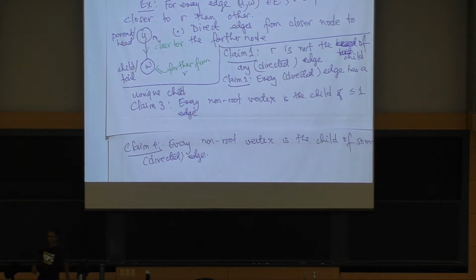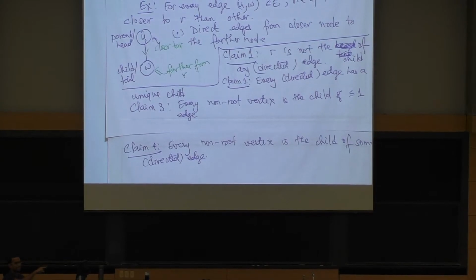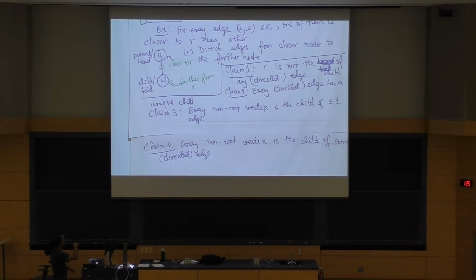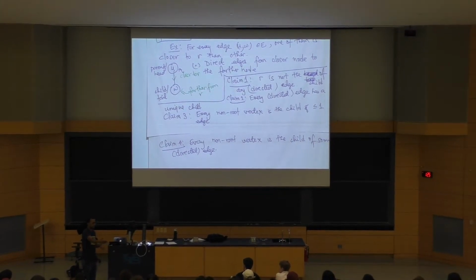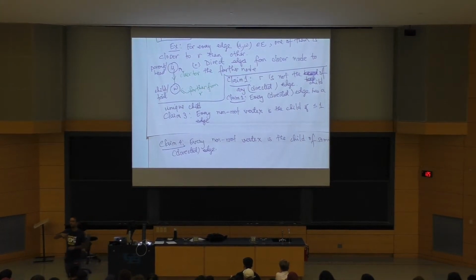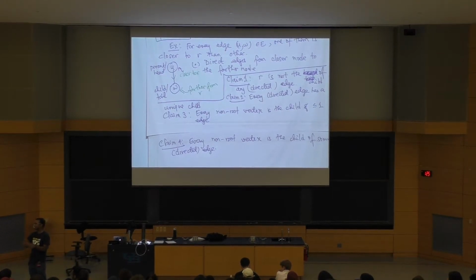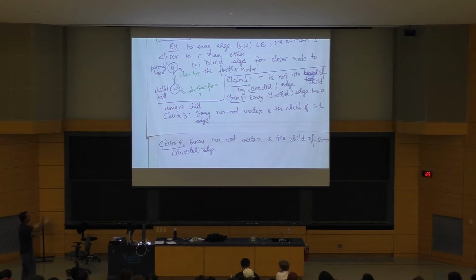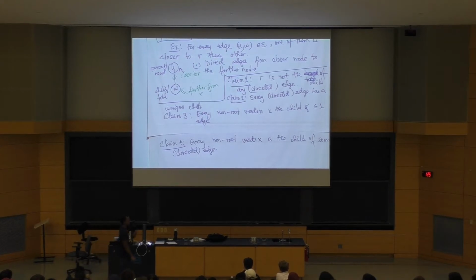So while you process this, let me give you some commentary on why these 4 claims would be enough. What claim 3 and 4 are saying together is that every non-root vertex is the child of exactly one directed edge. Right? Claim 3 is saying it is the child of at most one directed edge. Claim 4 is saying it's the child of at least one directed edge, right? So if it's the child of at most one and at least one, then it has to be exactly one. Okay? So 3 and 4 together imply that every non-root vertex is a child of exactly one directed edge.